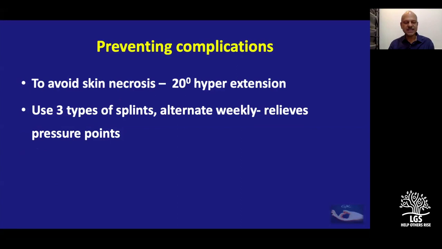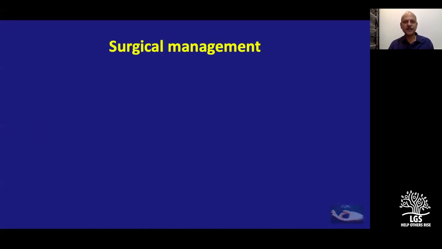So as we said, to prevent complications, use just 20 degrees of hyperextension. And you can use different types of splints. Each type of splint has a different aeration. The stack splint, the thermoplastic splint, which has holes to allow aeration, and of course, the aluminium splint with the rexin that I showed you. All of them are different. Two or three splints can be used alternatively.